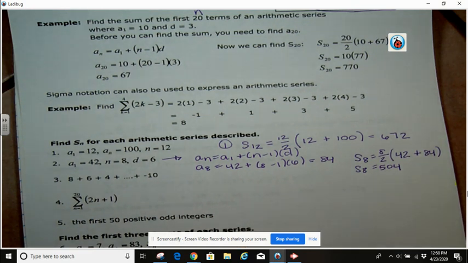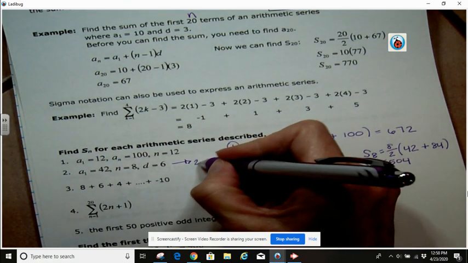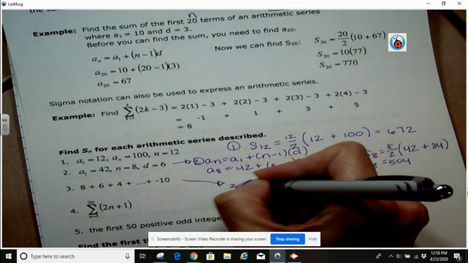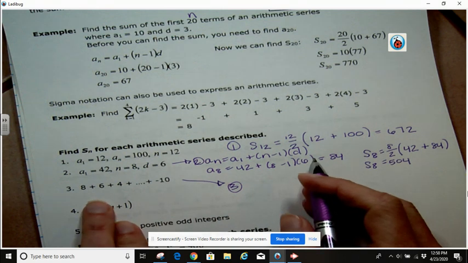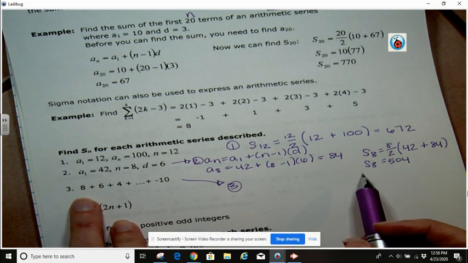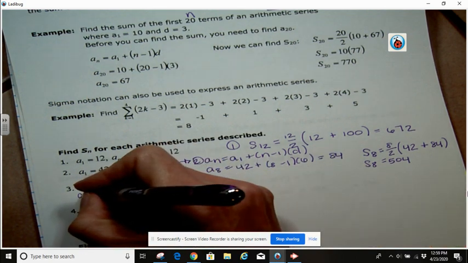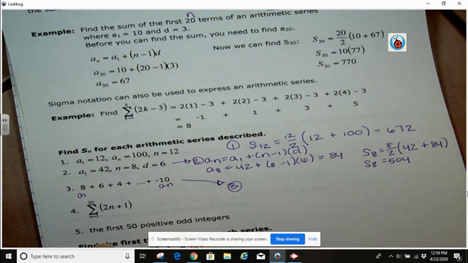And the third one, they gave me most of the information, but they didn't spell it out like they did in 1 and 2. So for number 3, let's see what I have. I know that the first term is 8. I know the last term is negative 10. So I have a sub 1 and I have a sub n. What I don't know is how many terms there are. That is leaving a gap in my information.